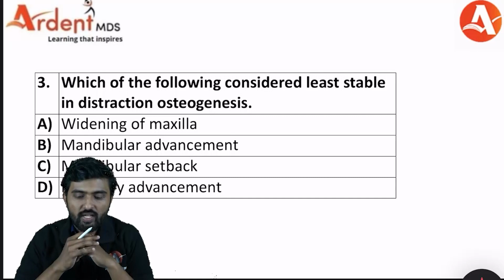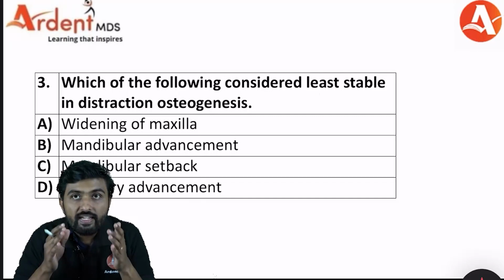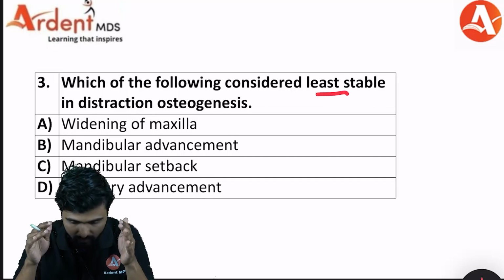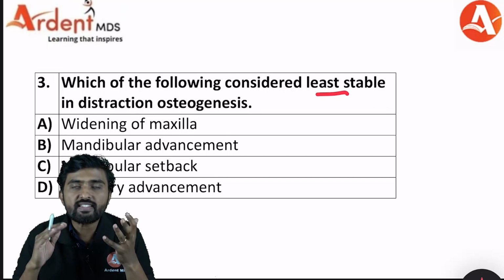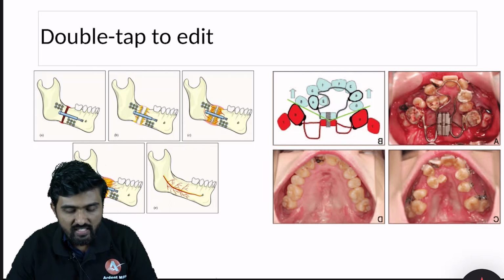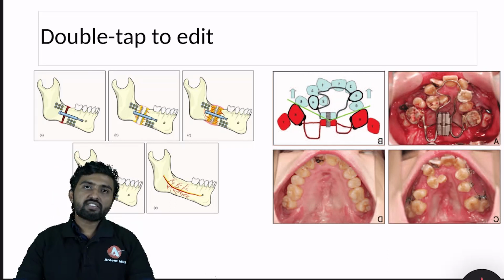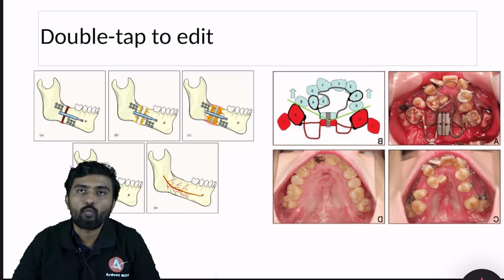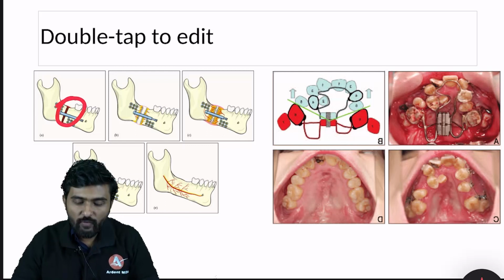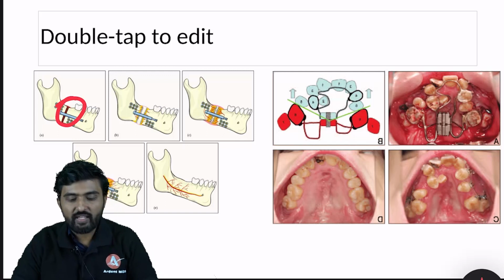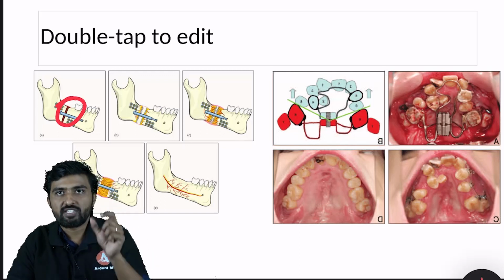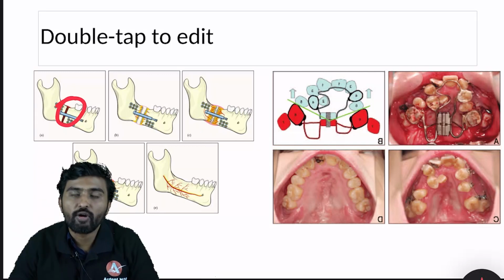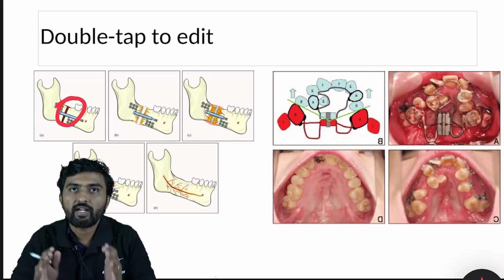Question number 3. Which of the following is considered least stable? Here is the clue: which of the following procedures given below are considered least stable with respect to distraction osteogenesis? Distraction osteogenesis is a surgical modality used to widen the bones apart, or if you want to elongate the bone, they will go for osteotomy and place a distractor. They will start to distract or separate the bony components apart by means of elongating the bones.